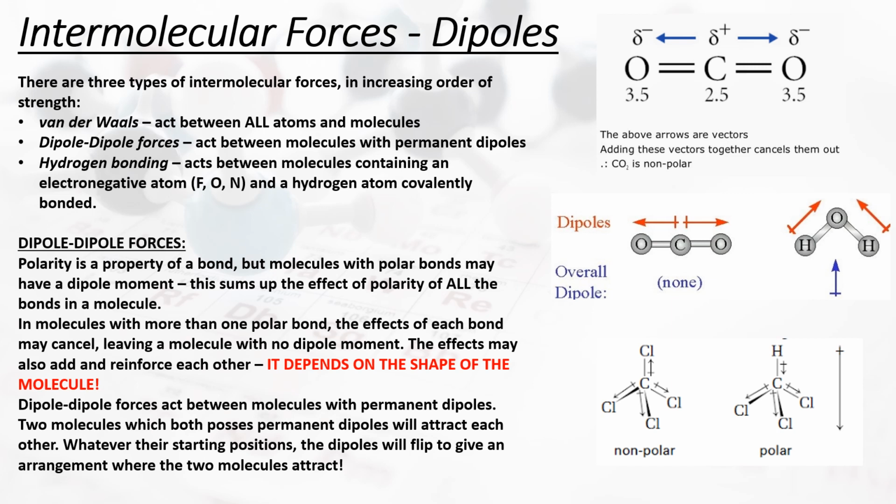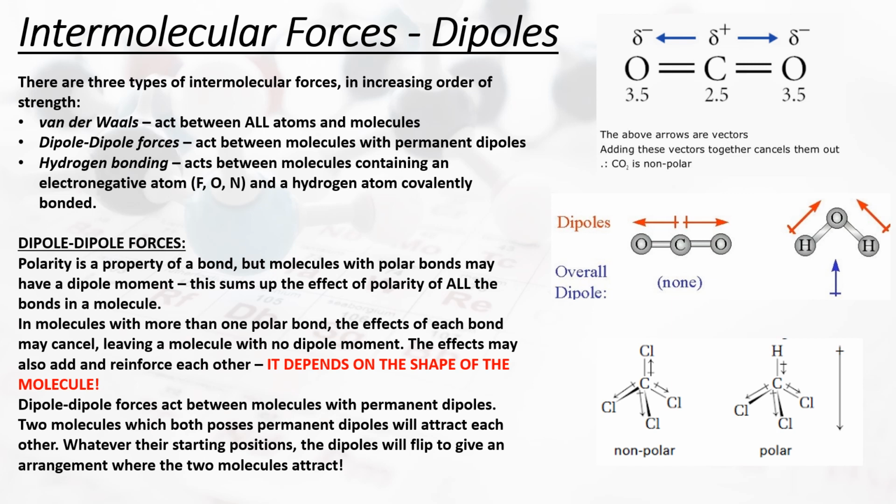So we said that polarity was a property of a bond. We looked at the HF bond, for example. Because we have that difference in electronegativity, it was a polar bond. But molecules with polar bonds may have a dipole moment. This sums up the effect of polarity of all the bonds in a molecule. So in molecules that have more than one polar bond, the effects of each bond may cancel out. And so overall, while they have polar bonds, the overall molecule isn't a polar molecule. The overall molecule doesn't have a dipole moment, we say.